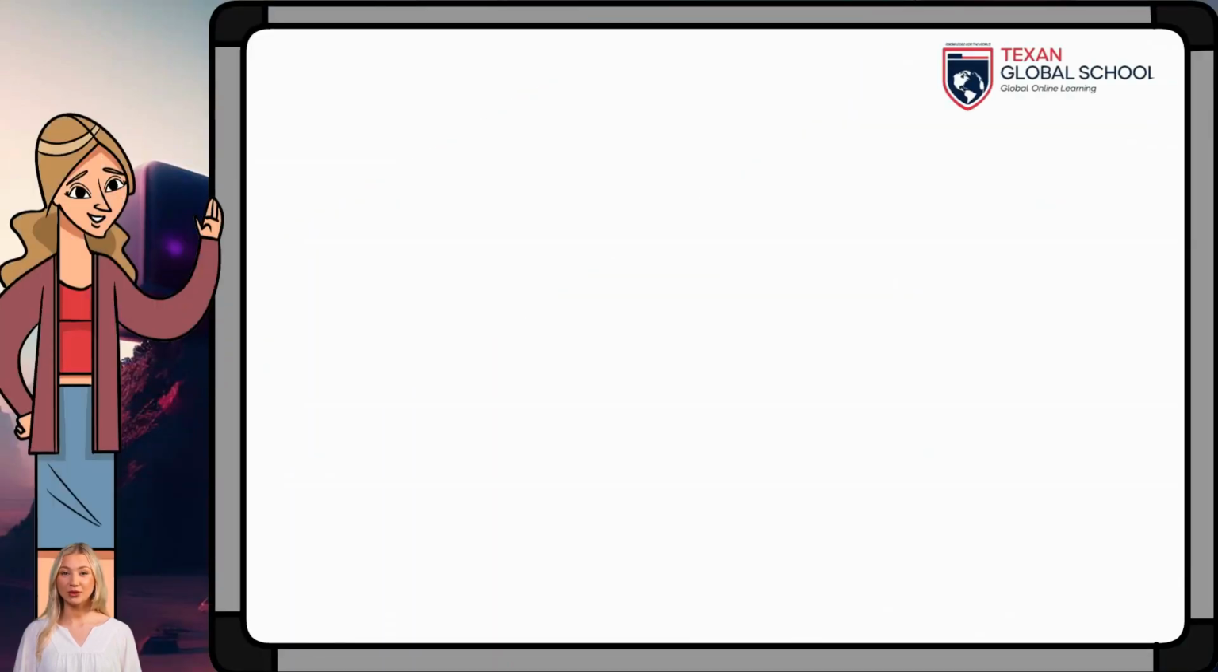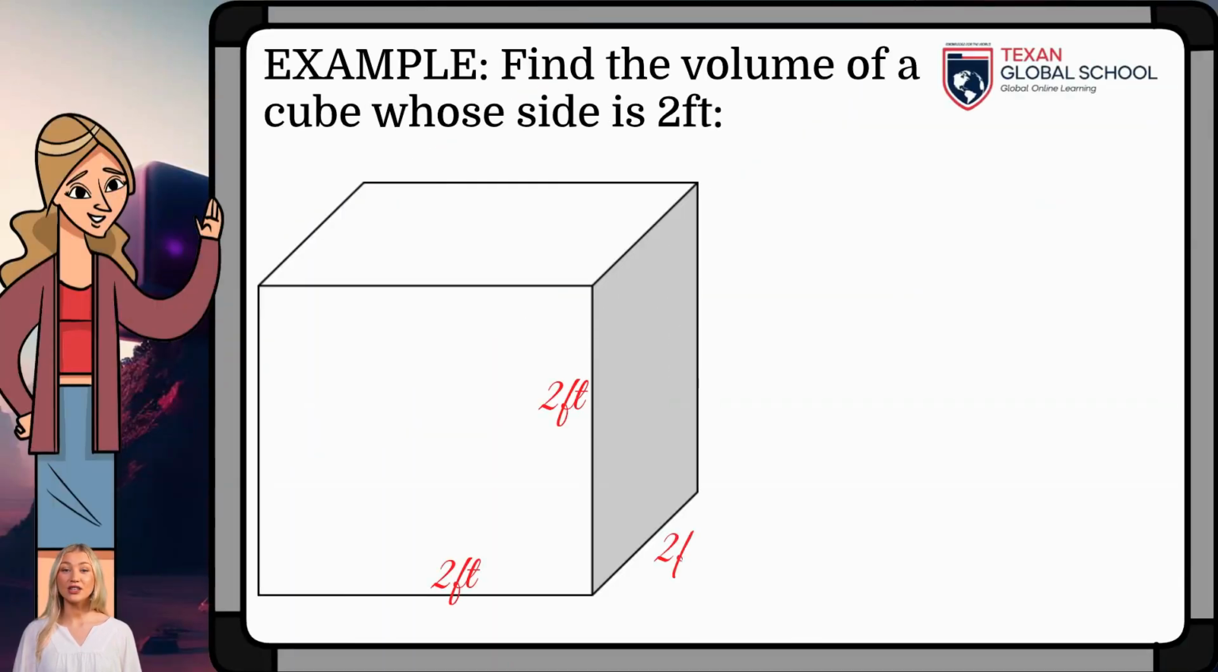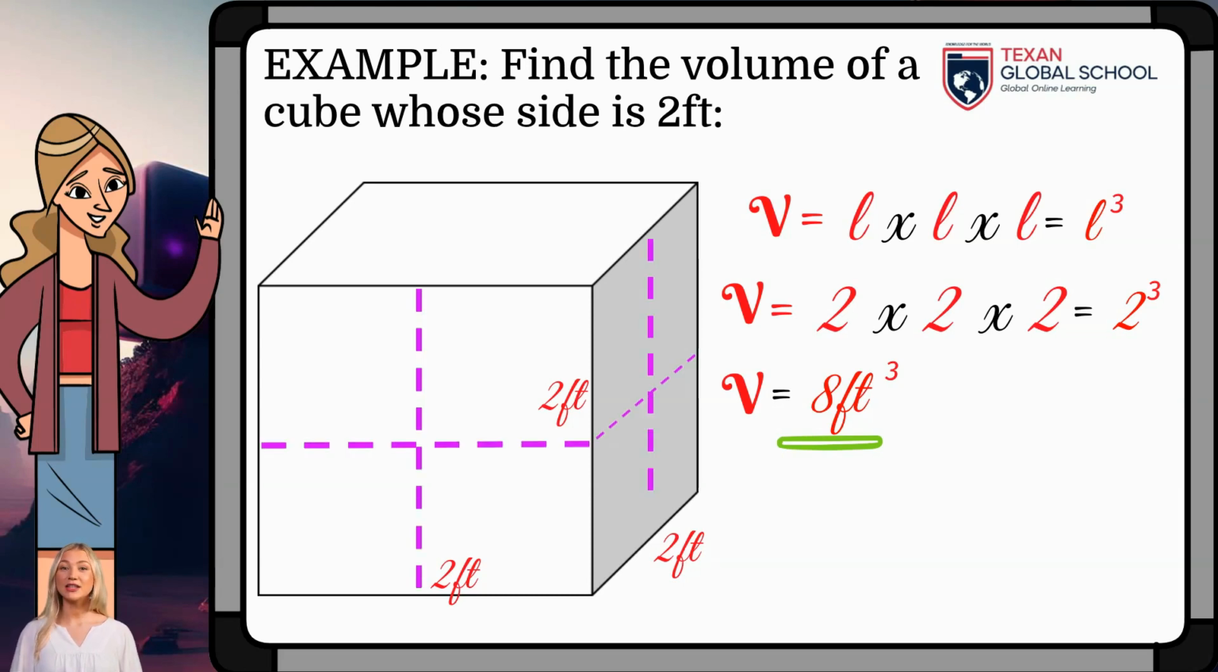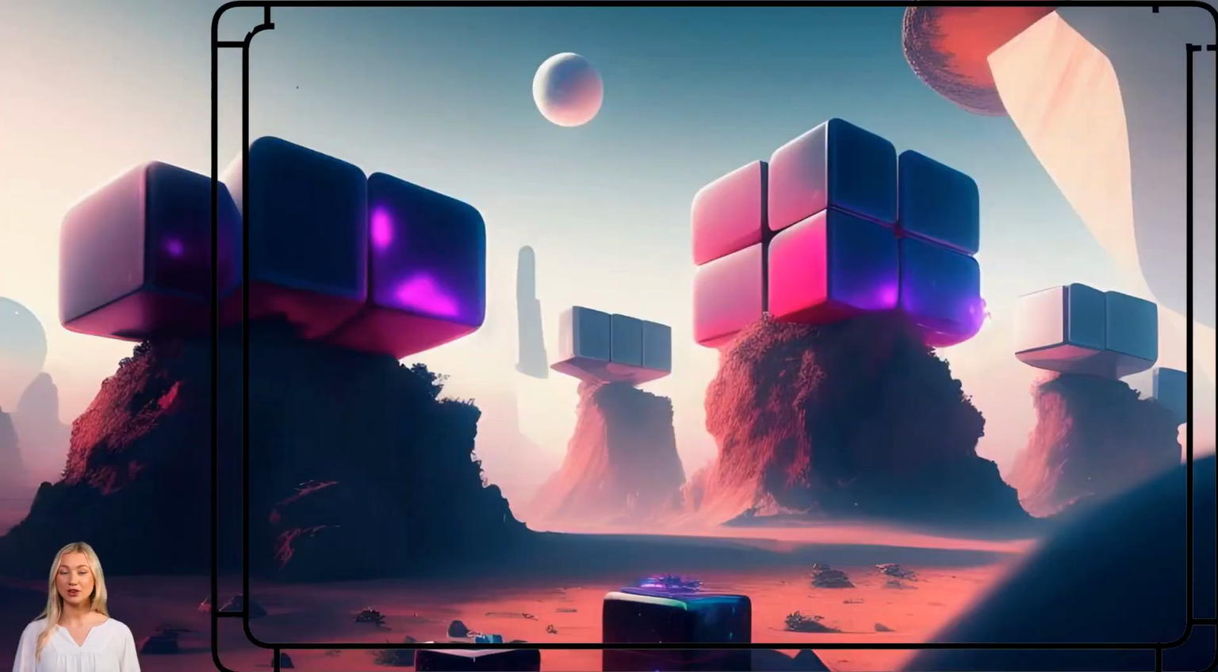In this other example, let us find the volume of a given cube whose side is 2 feet. Hence, we can multiply the side 3 times or cube the side, resulting in 8 cubic feet. We can divide the cube to demonstrate that it contains 8 cubes, the total volume.